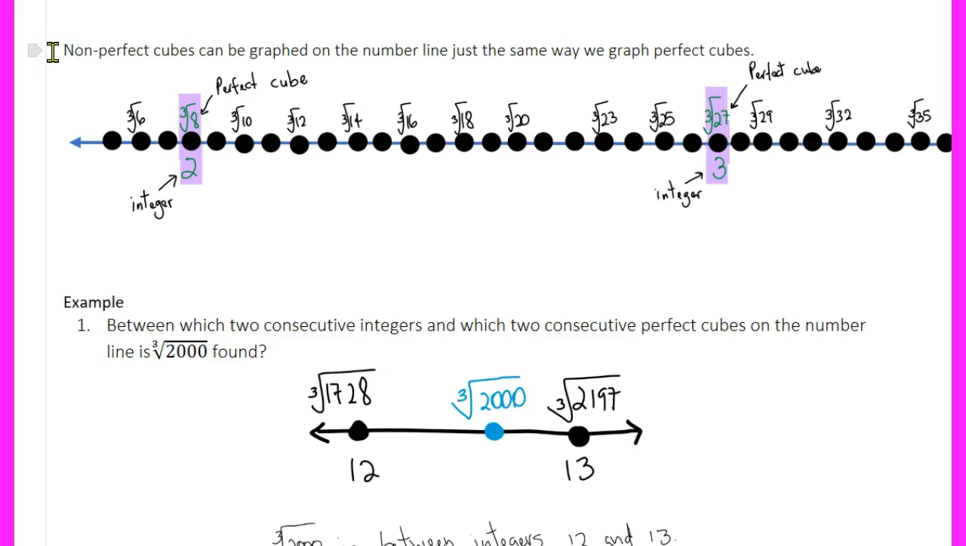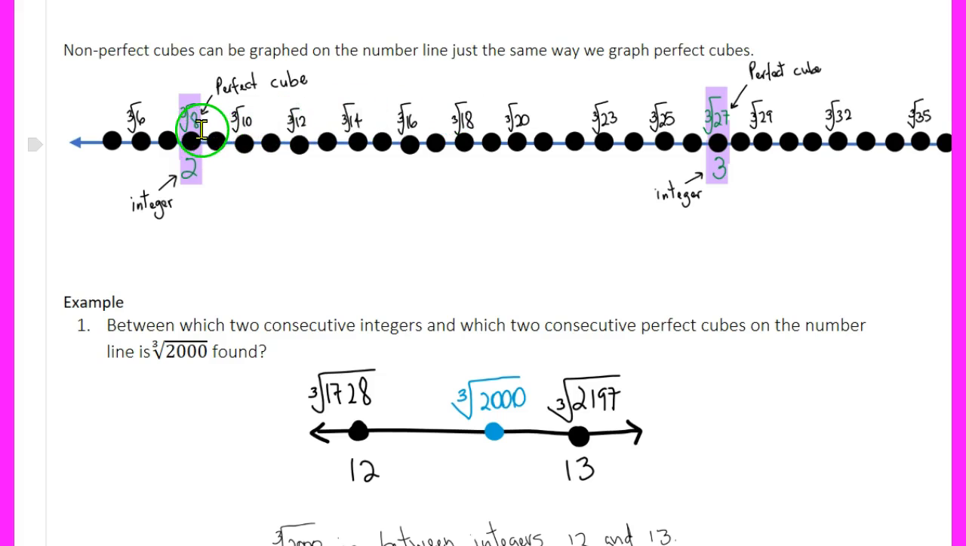Non-perfect cubes can be graphed on the number line just the same way we graph perfect cubes. In here we start with the cube root of 5, cube root of 6, cube root of 7, cube root of 8, cube root of 9, cube root of 10, cube root of 11, and 12, and 13, and so on. The cube root of 8 is 2, and this is an integer because 8 is a perfect cube. The cube root of 27 is 3 because 27 is a perfect cube.